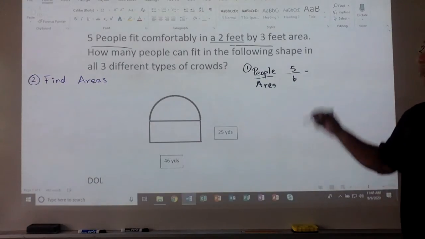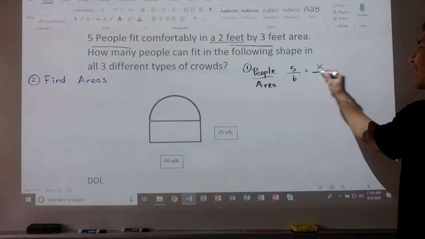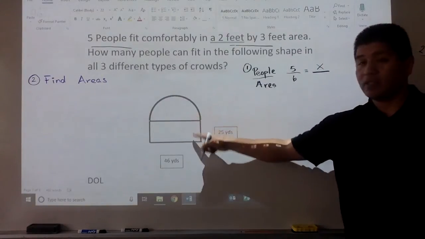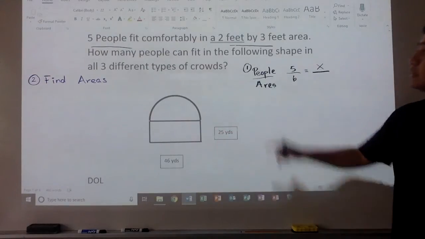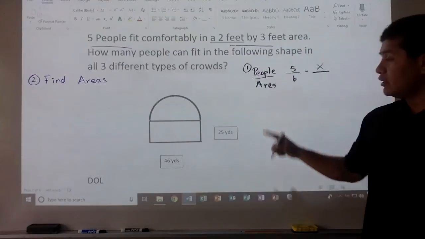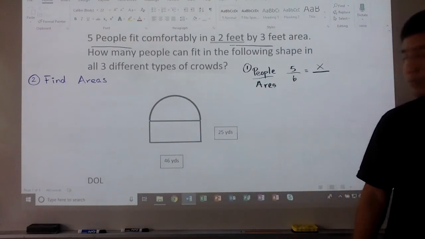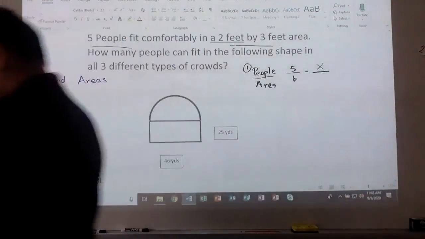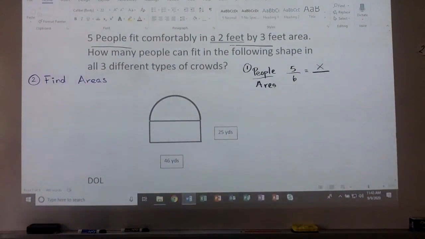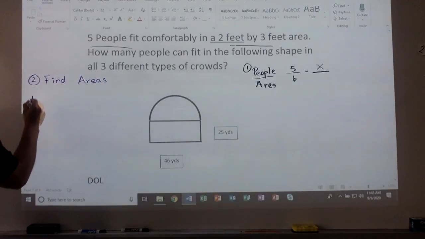Remember, I've been telling you, what we're always looking for is the number of people in the second shape. I have provided you with the second shape. Now I just need to figure out the area. How many shapes do you see? 2 of them. So I'm going to write them over here. I'm going to do the rectangle first.